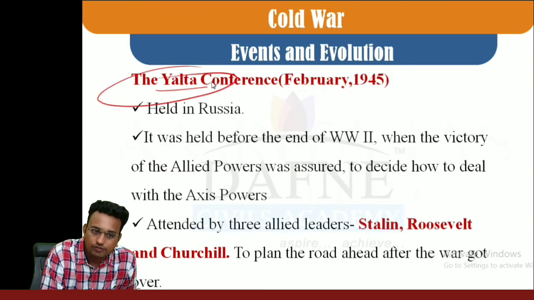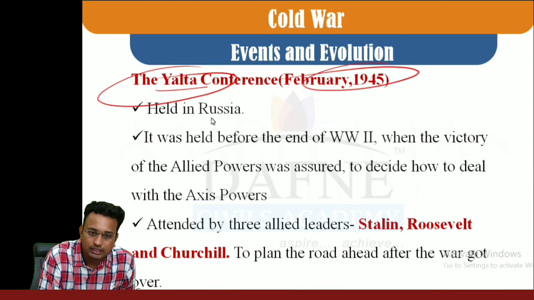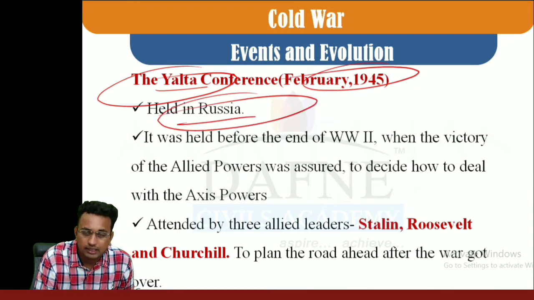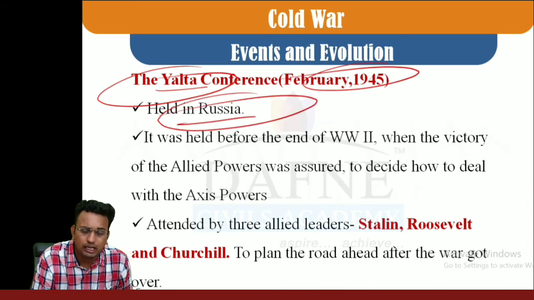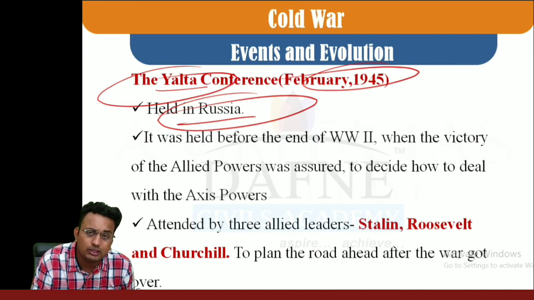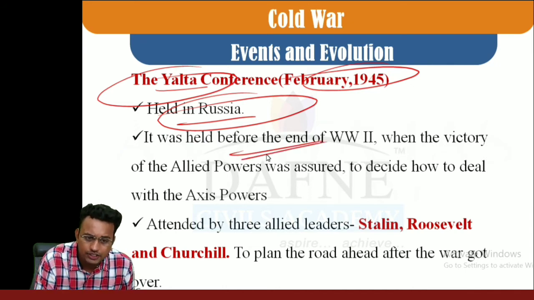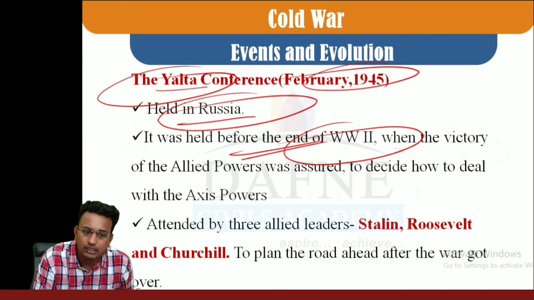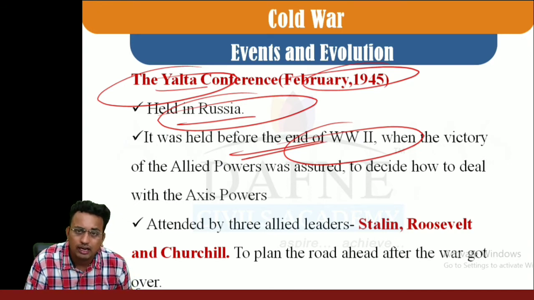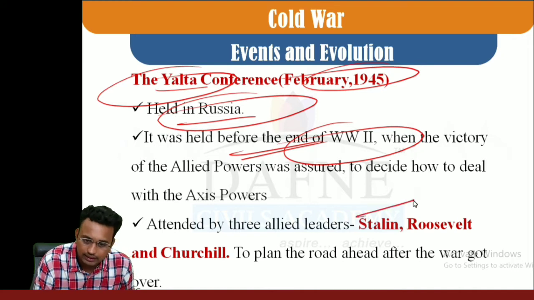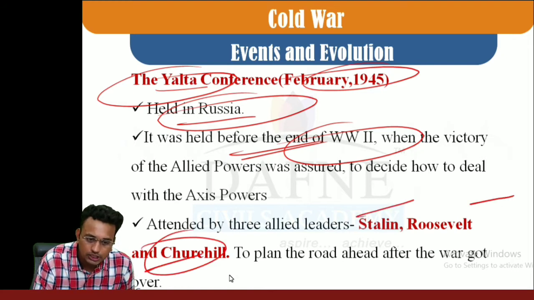Okay, the Yalta Conference in 1945 was with respect to dealing with Germany, what should be the situation of Germany. It was held in Russia, before the end of World War II, when it was almost clear that the Allied powers would win. The leaders were Stalin, Roosevelt, and Churchill.